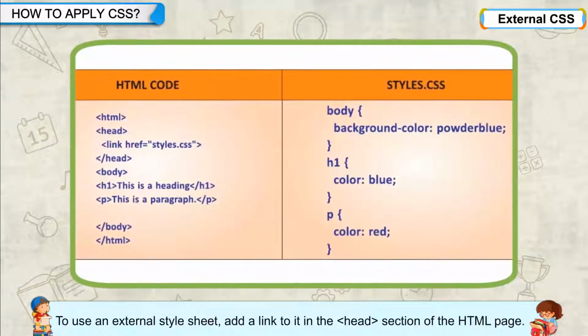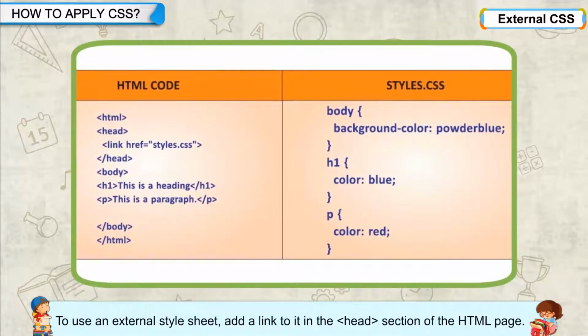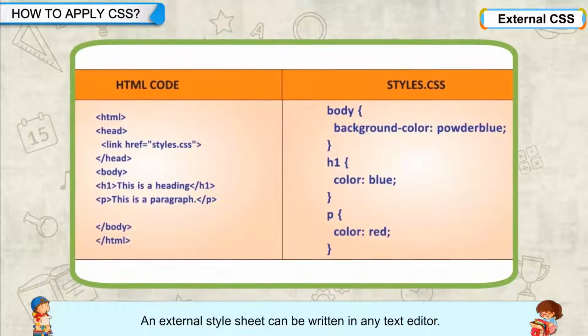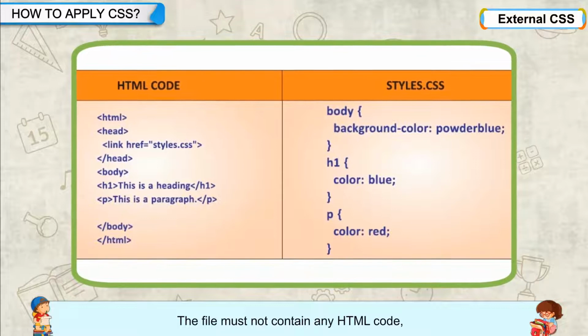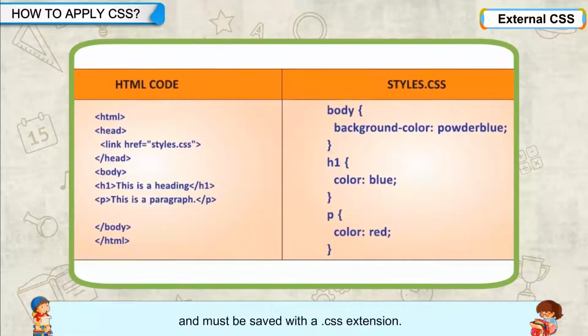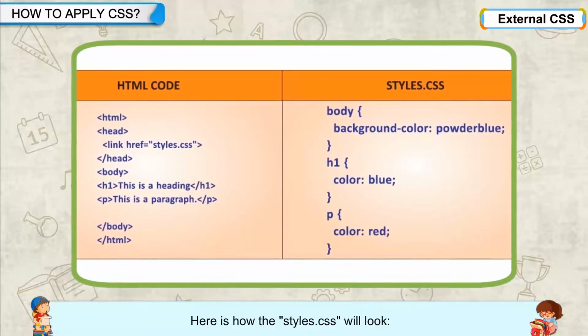With an external style sheet, you can change the look of an entire website by changing one file. To use an external style sheet, add a link to it in the head section of the HTML page. An external style sheet can be written in any text editor. The file must not contain any HTML code and must be saved with a .css extension. Here is how the style.css will look.